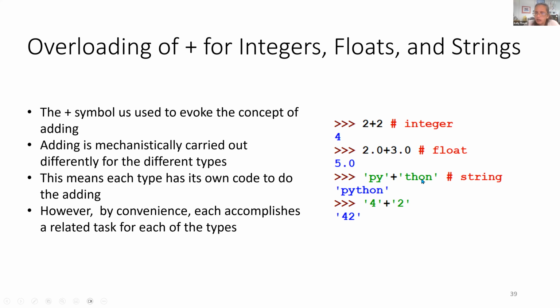We have concatenation. This is joining 2 strings together, done another way. And then we also have 4 plus 2, but they're in the quotes, so they are not considered numeric. These are the characters of 4 plus 2. So Python will carry out concatenation.